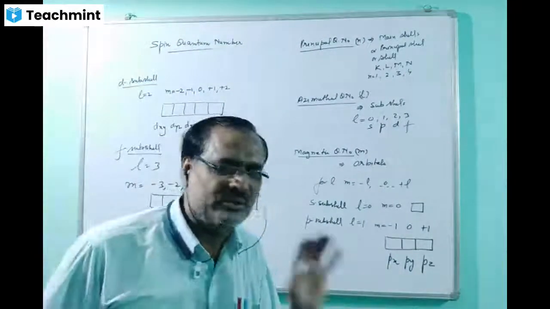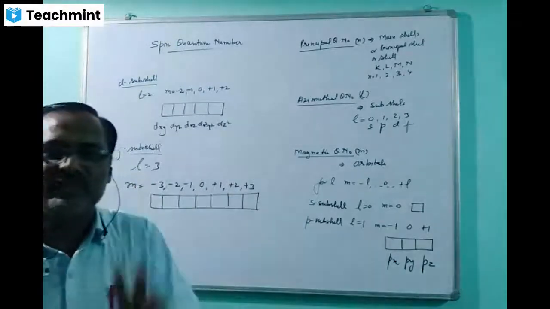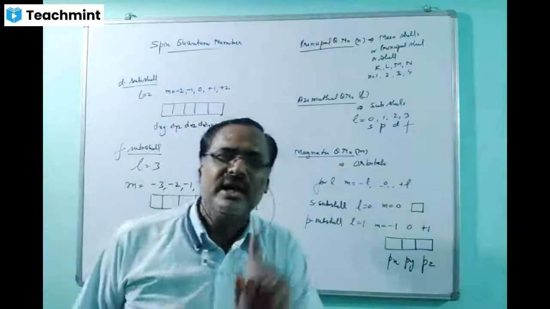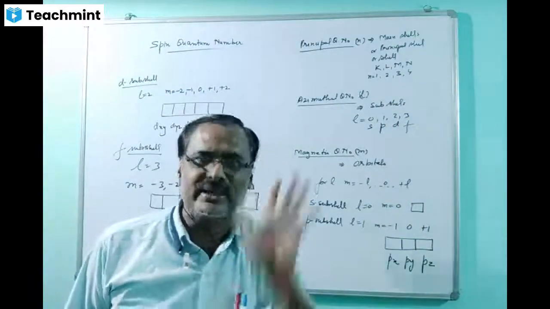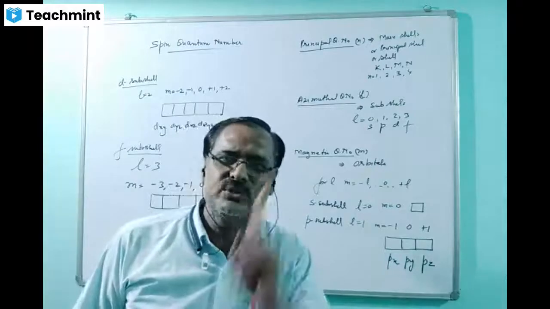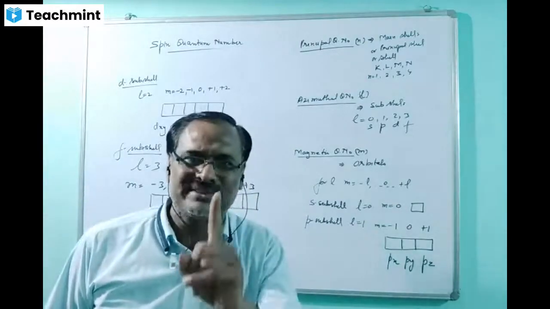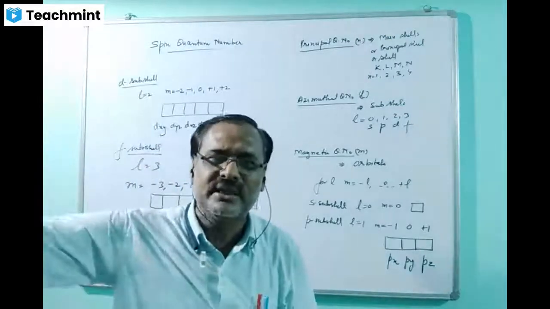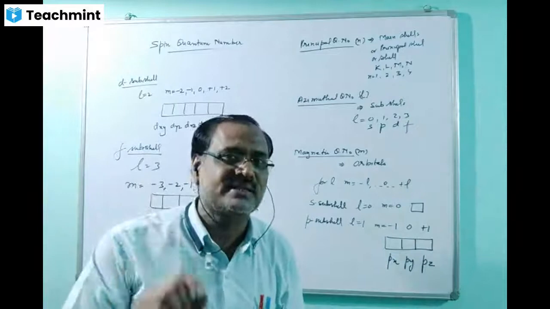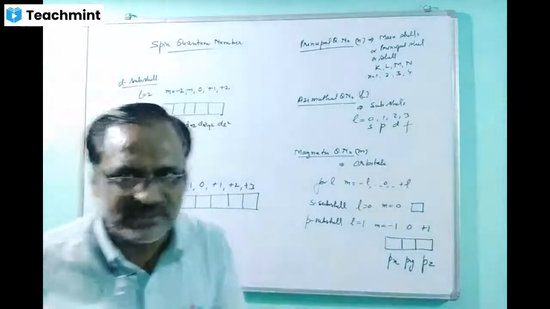Spin quantum number, I told you that will give the spin motion of the electron. Means in any orbital 2 electrons will be there, and 1 electron is moving clockwise and the other electron is moving anti-clockwise. So for the electron which is moving clockwise, we give S is equal to +1/2. And for the other electron which is moving anti-clockwise, we give S is equal to -1/2. So I think this concept of quantum numbers is clear to you.